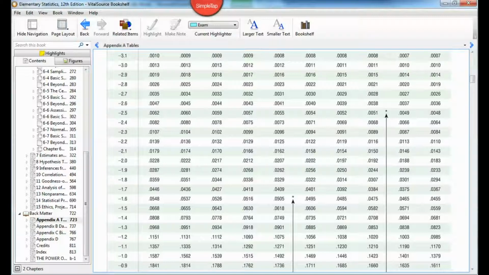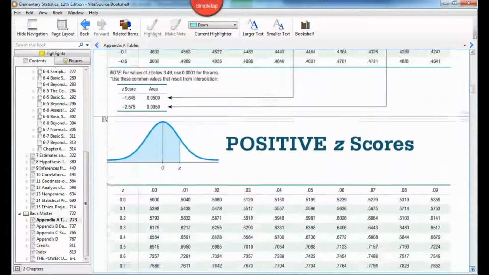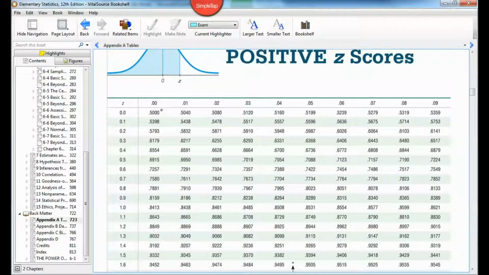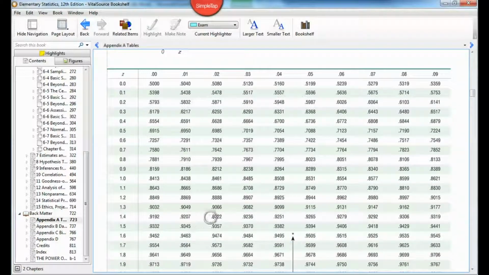There's a chance we may not get exactly 0.95, but we want to select the area that will be the closest to 0.95. So if you start on the negative z-score chart, you can see 0.0. Well, we want 0.9, so we need to go to the positive z-score chart. The positive z-score chart starts with 0.5000. So keep going down, keep looking at numbers until you can get as very close to 0.95 as possible.